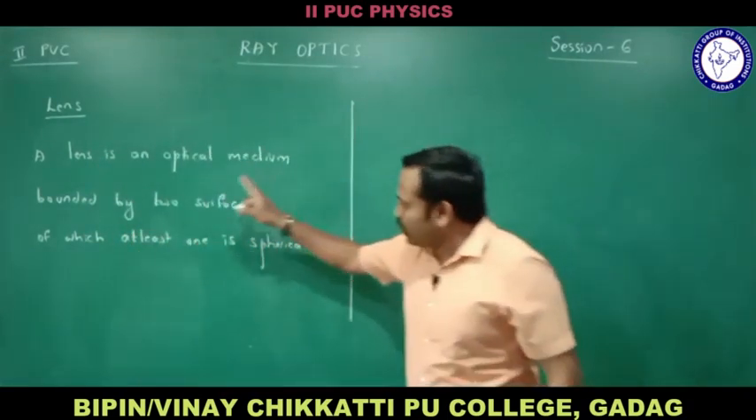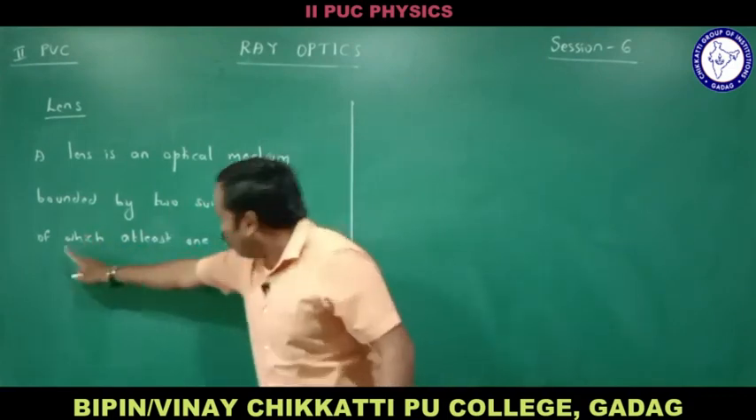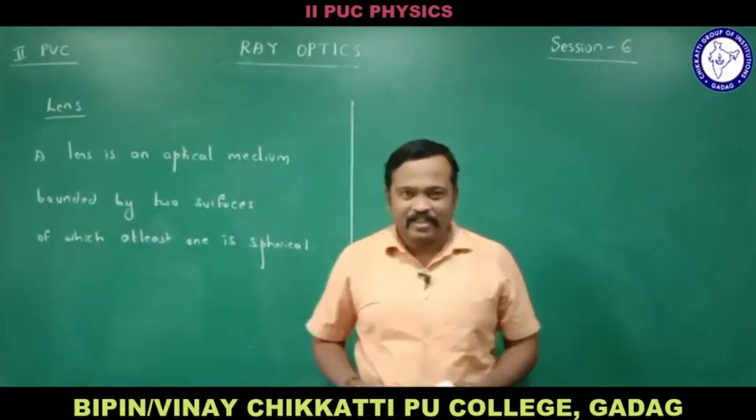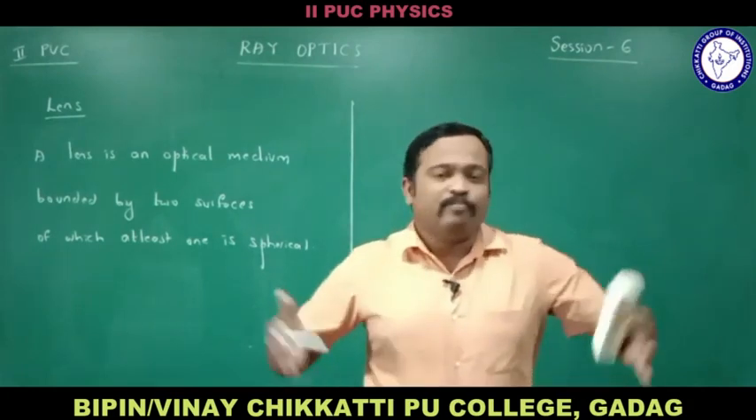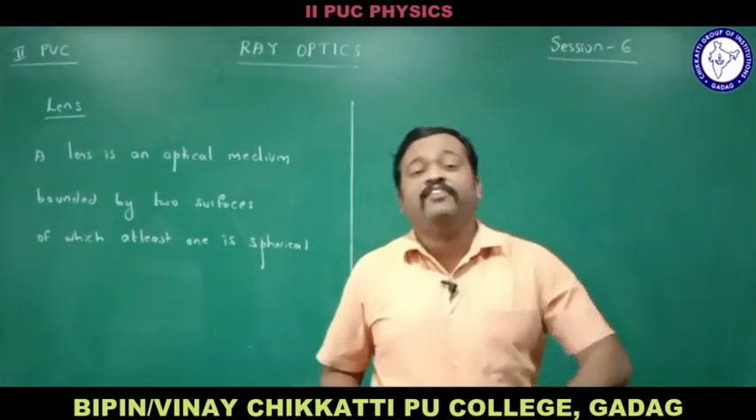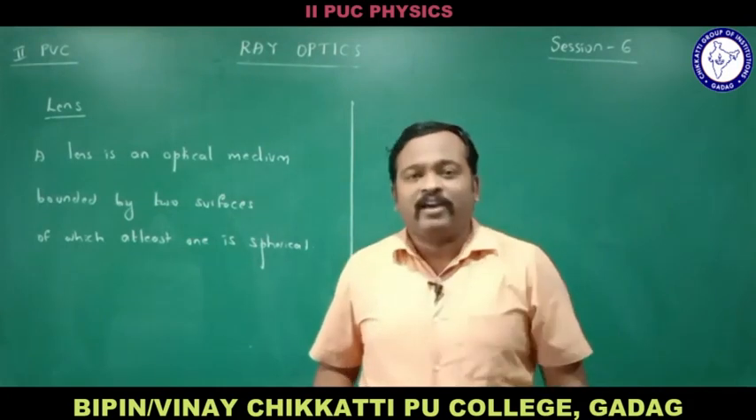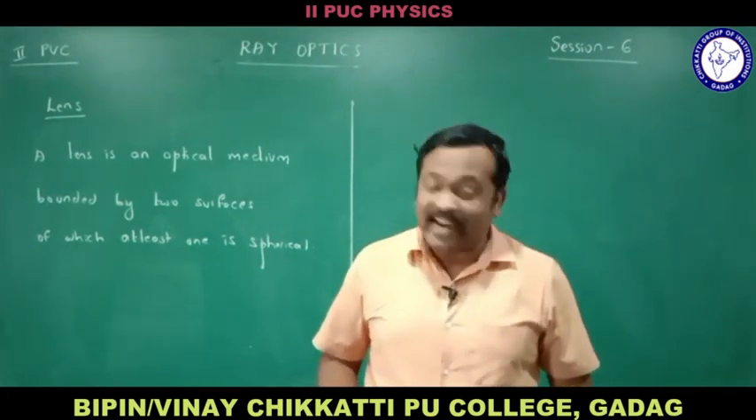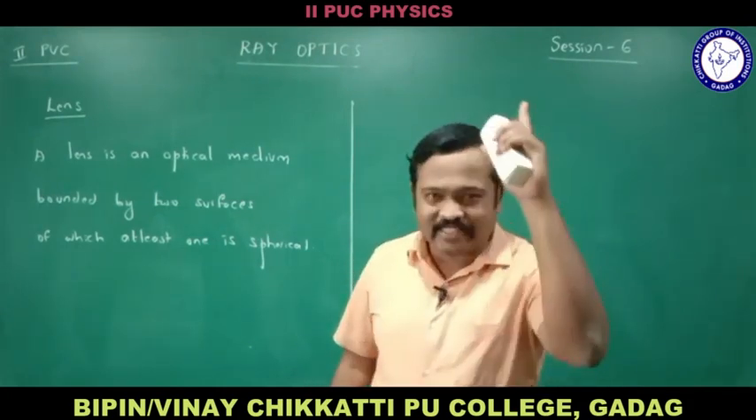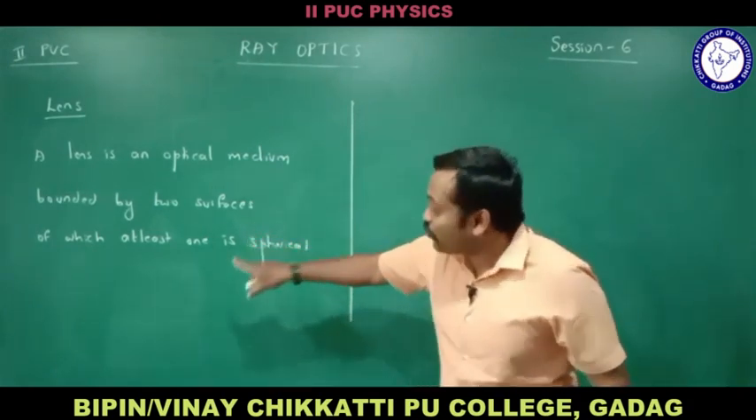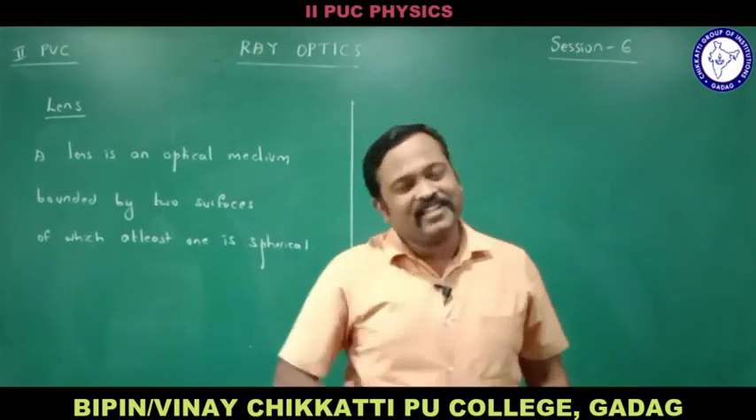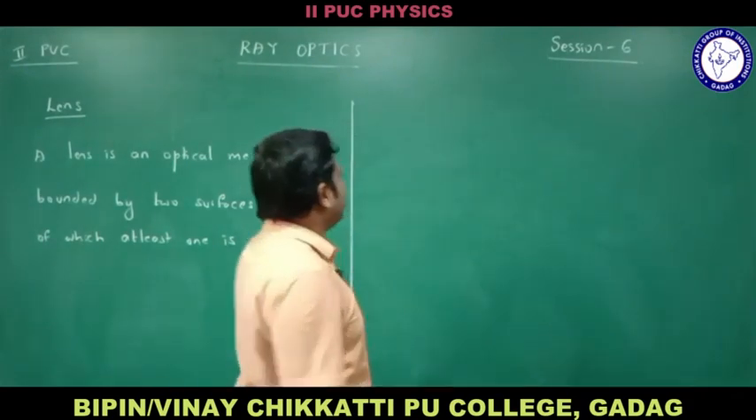A lens is an optical medium bounded by two surfaces of which at least one is spherical. Means at least one of the bounding surfaces must be spherical, right? Both may be spherical, but if at least one of the bounding surfaces is spherical, then that kind of optical medium is called a lens, right? Okay, let us see some of the lenses.